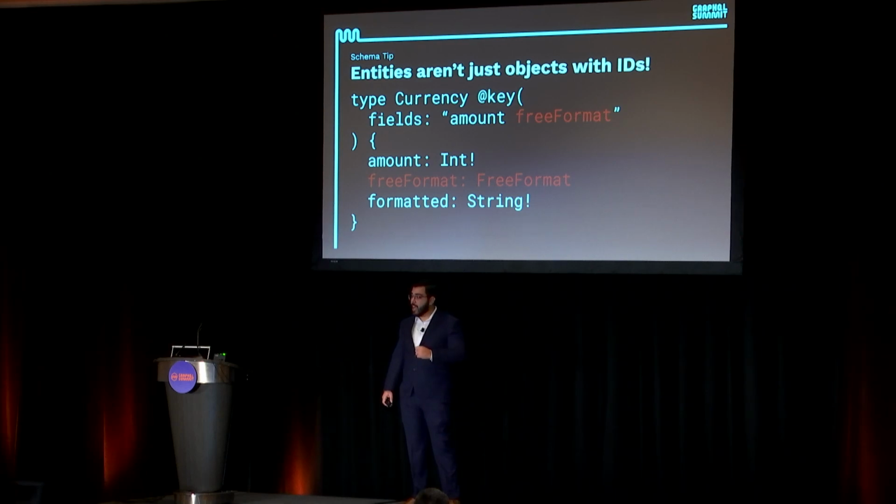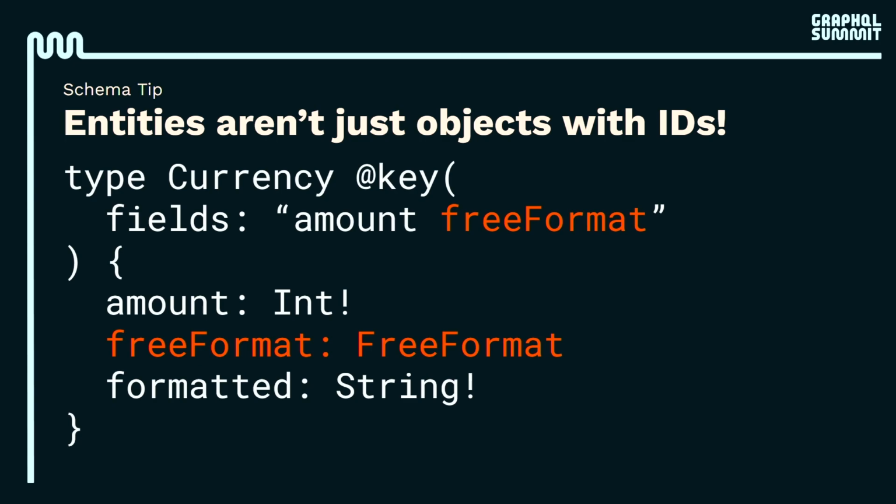So here we can actually add another key, right? We can add a free format that will be an enum that describes the two types that we're going to be representing. And we can add it as nullable as well so that the clients don't necessarily have to send it. And this is great, and this actually fixes our problem.